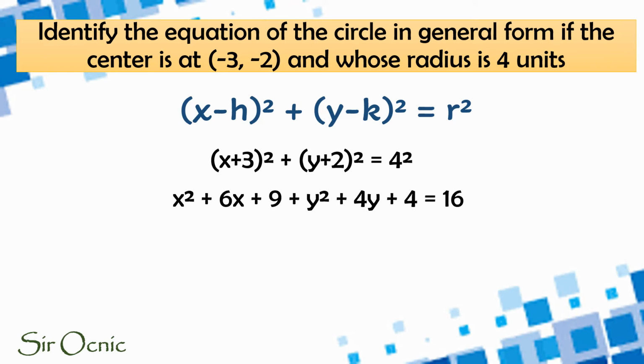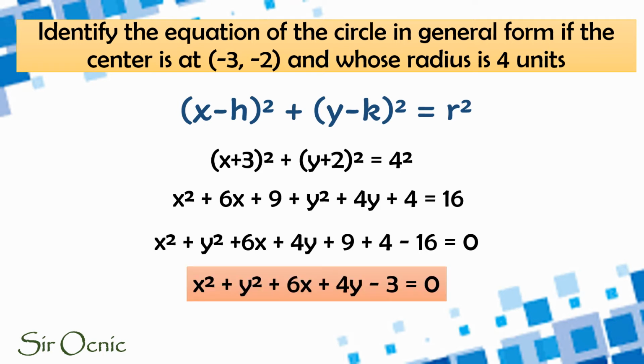Rearranging all the terms in descending order, we will have x² + y² + 6x + 4y + 9 + 4 - 16 = 0. Combining all constants, that will lead us to x² + y² + 6x + 4y - 3 = 0. This is now the general form of the equation.